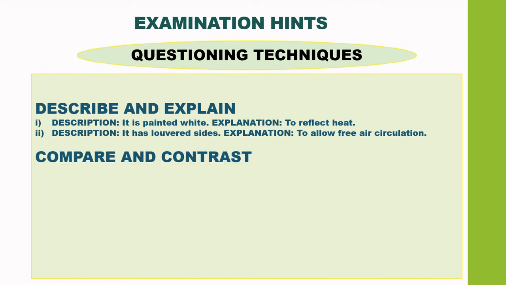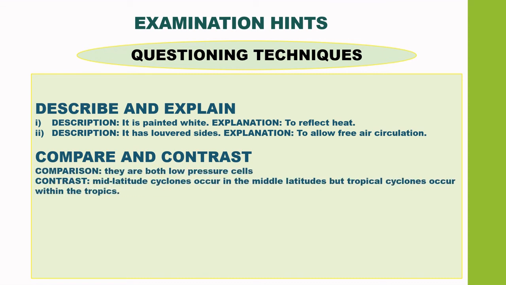Compare and contrast. When comparing, you are giving the similarities, but when contrasting, you give the differences. For example, the question could be compare and contrast tropical cyclones and mid-latitude cyclones. Your comparison, you are giving the similarity, you can say they are both low pressure cells, but the difference or the contrast, you could say mid-latitude cyclones occur in the middle latitudes, while tropical cyclones occur in the tropics.